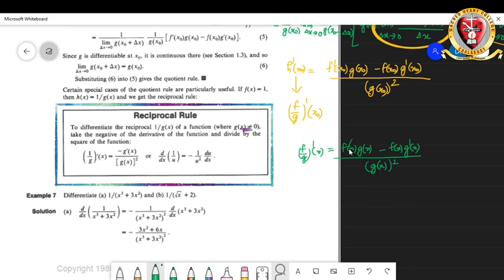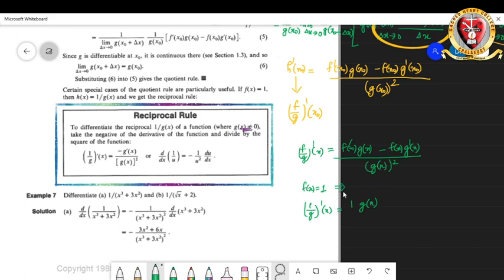So here f is 1, right? Here the function f of x is 1. When f of x is equal to 1, what you obtain is (1 by g) the whole dash of x is equal to... no, this is f dash of x.